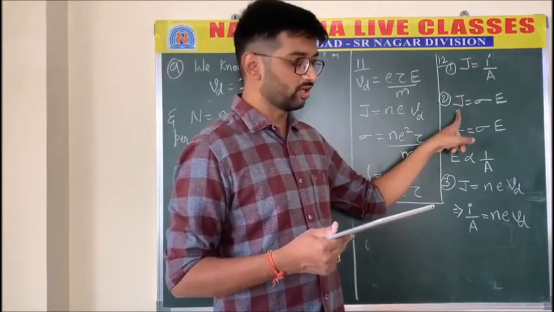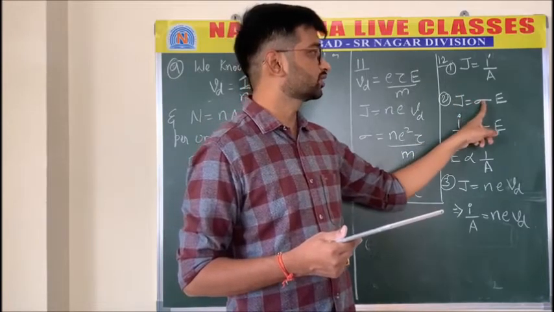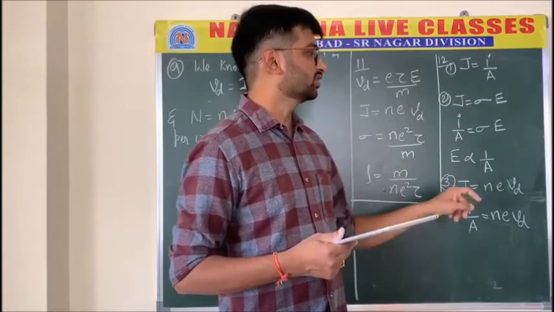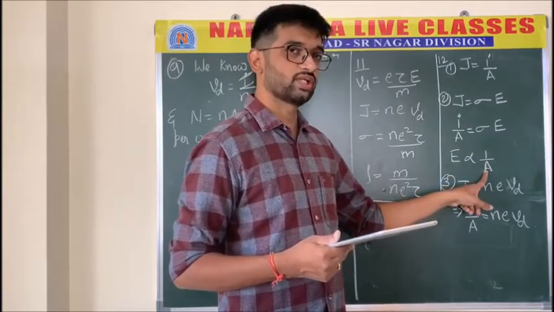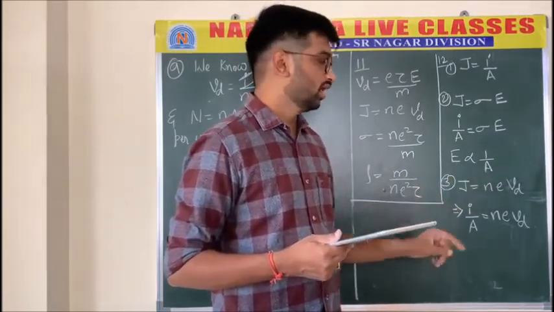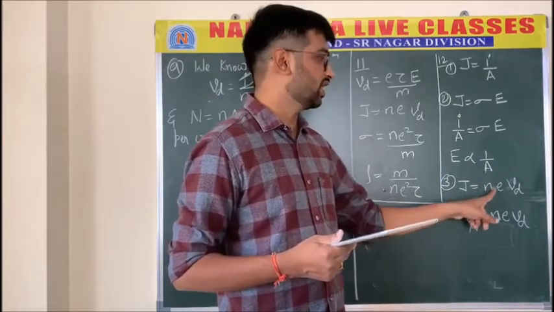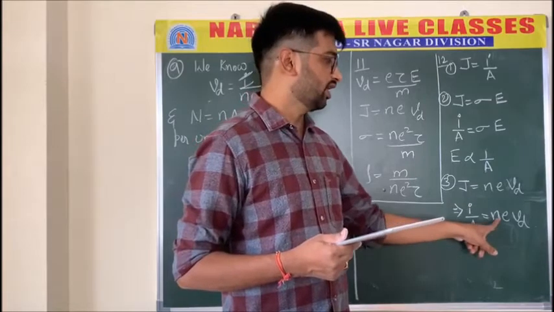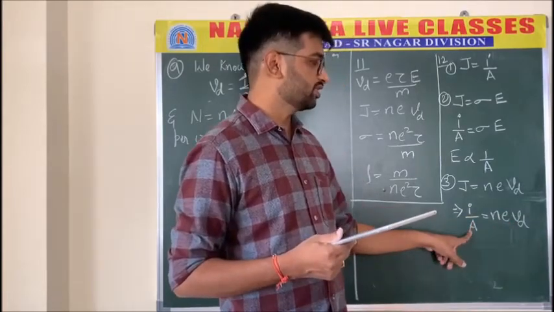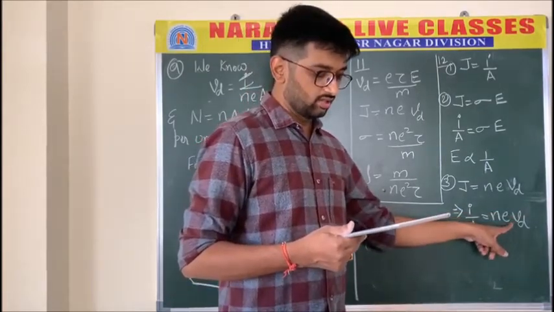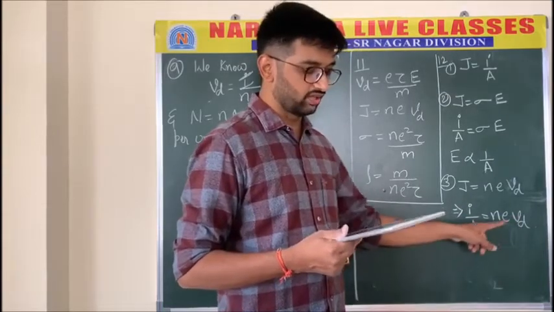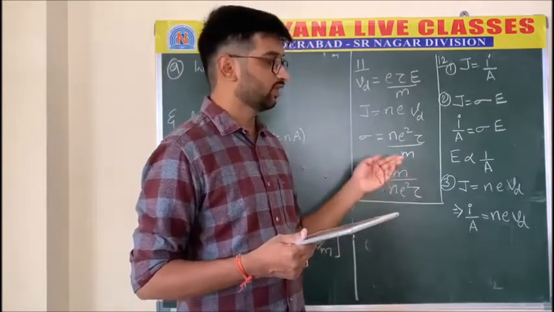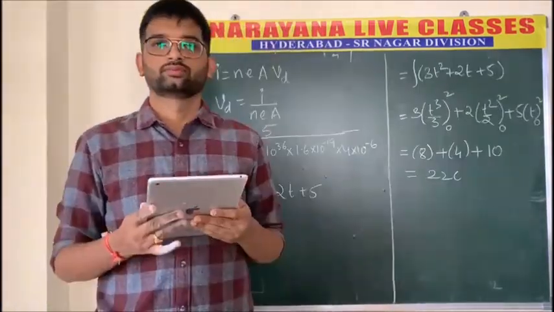Similarly, we know in the second option it says J equals sigma into E, which is written as I by A. I being constant implies E is inversely proportional to A, so E varies with A. And the third one, current density is NEAVd, and therefore I by A is NEAVd. Therefore, as A changes, drift velocity also changes. So drift velocity changes with the area of cross section, and hence all the options are correct.